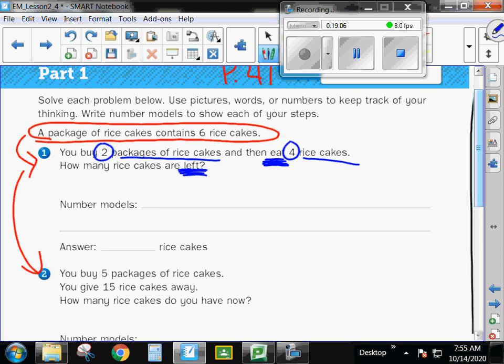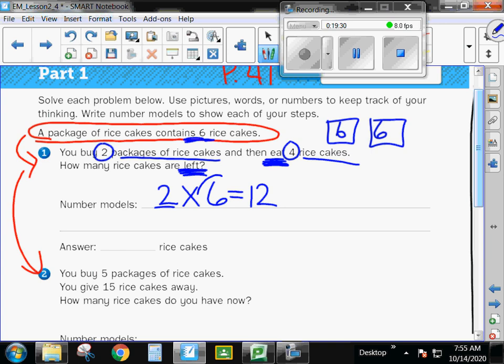So if I have 2 packages of rice cakes, now it says that each package has 6 rice cakes, right? What's my number model for what I did first? Well, first I had 2 groups of 6, and how many rice cakes would that be? That would be 12, right? I know that when I multiply by 2, I take the other number and double it. 6 plus 6 is 12. So that was step 1. I had to figure out how many rice cakes I had.